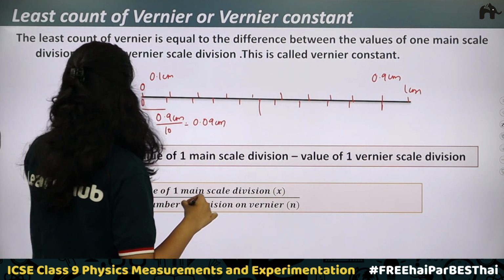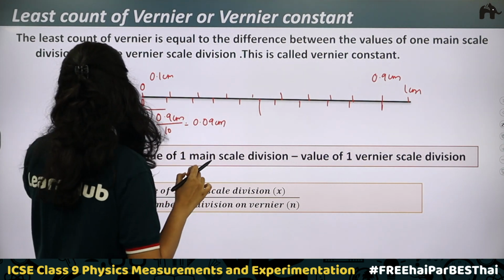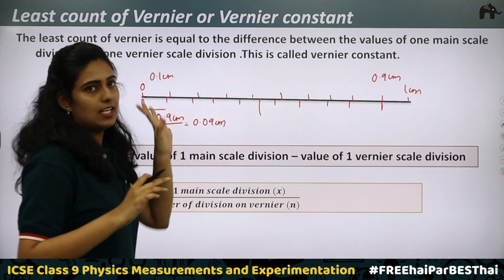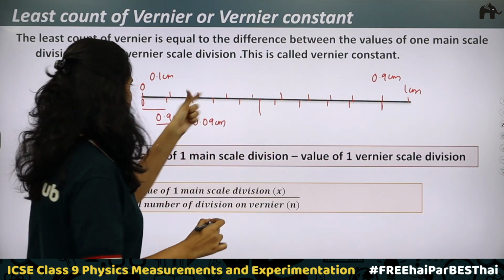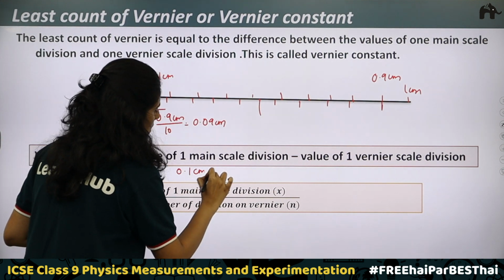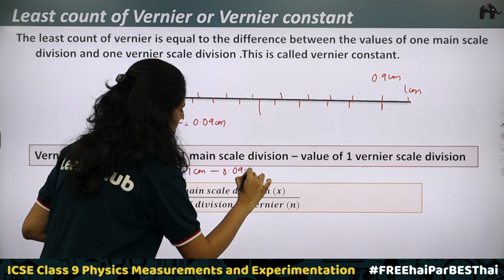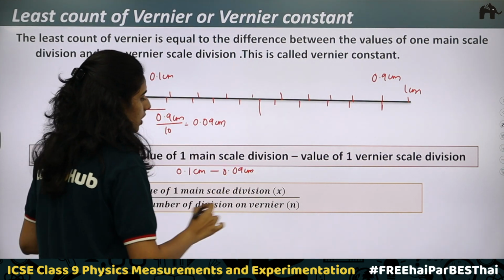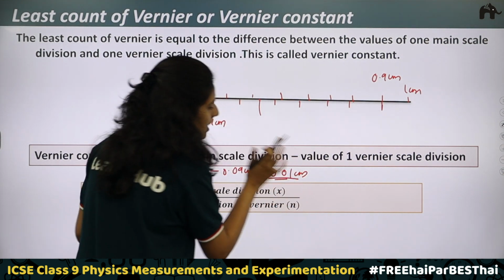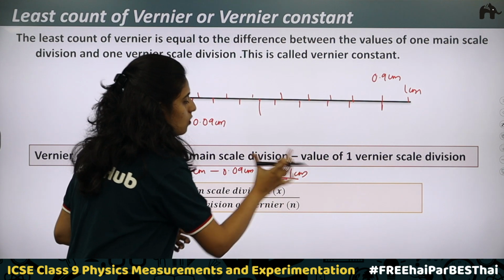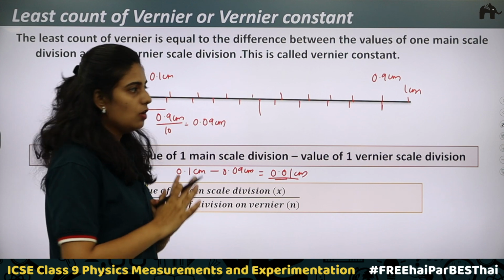So here it is given that the least count of a vernier is equal to the difference between the value of one main scale division and one vernier scale division. That is, least count will be equal to value of one main scale division, 0.1 centimeter, minus value of one vernier scale division, that is 0.09 centimeter. What does this equal to? You will be getting 0.01 centimeter. That is the second decimal we are getting. And this 0.01 centimeter is your least count of the vernier. Okay.